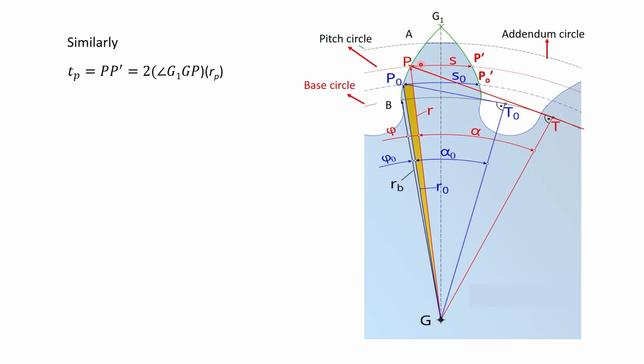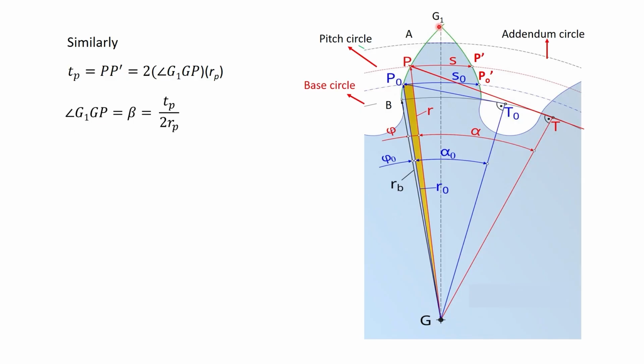It is equal to this angle, P G S or G1, and twice. So, 2 times angle G1 GP is equal to PP dash, and the GP is the pitch circle radius. So the gear tooth thickness at pitch circle is 2 times angle G1 GP multiplied by RP, which is the pitch circle radius of the gear.